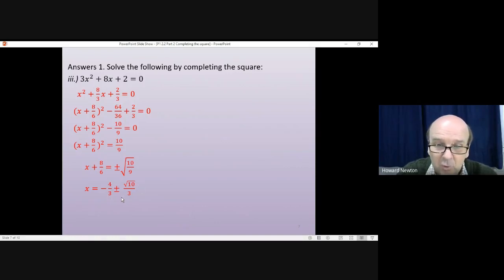Again, as before, we've got a common denominator. So we can combine these together into a single fraction if we want to. Don't have to, but it's probably neater if we do. And that'll give us minus 4 plus root 10 over 3 and minus 4 minus root 10 over 3.